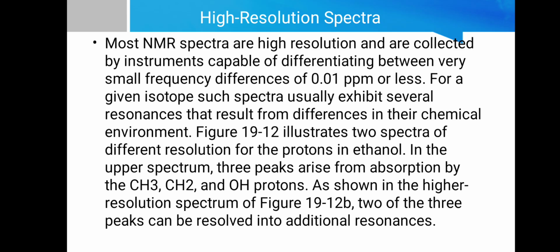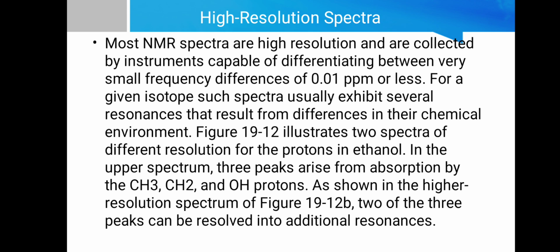High resolution spectra. Most NMR spectra are high resolution and are collected by instruments capable of differentiating between very small frequency differences of 0.01 ppm or less. For a given isotope, such spectra usually exhibit several resonances that result from differences in their chemical environment.